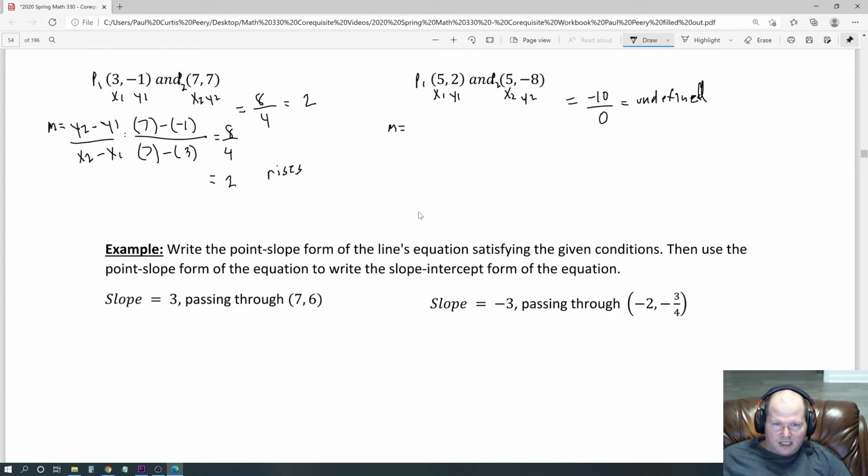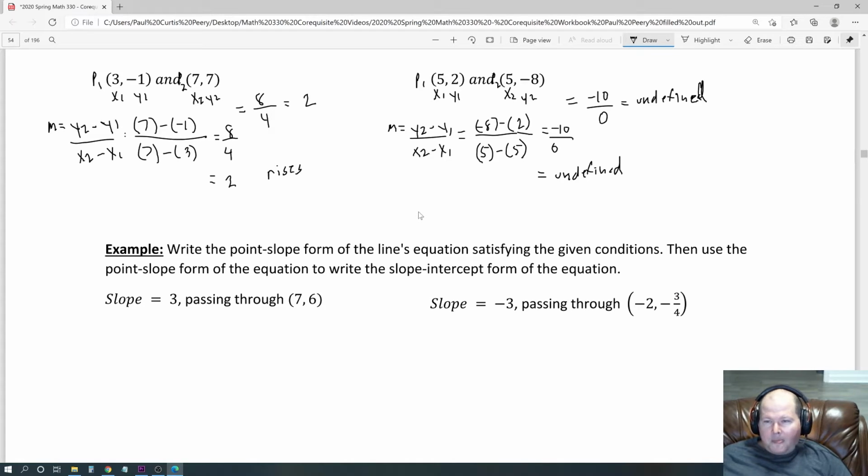And the general formula for this is m is equal to y2 minus y1 over x2 minus x1. We want to plug in the y2 in this case, which is a -8, minus the y1, which is a 2. We have an x2, which gives us the 5, and we have an x1, which gives us another 5. -8 minus 2 is -10. 5 minus 5 is a 0, and if you divide by 0, you get undefined.